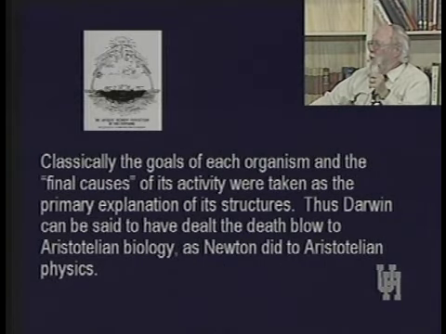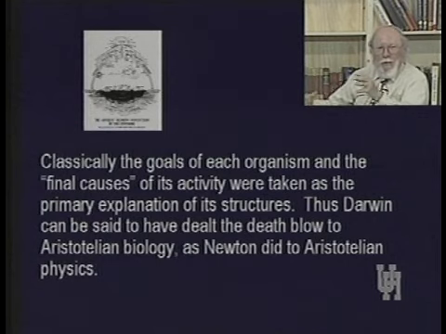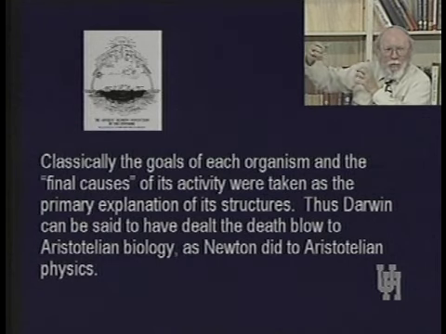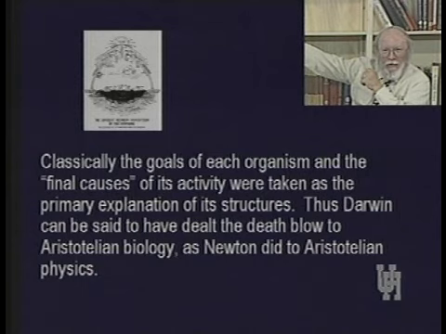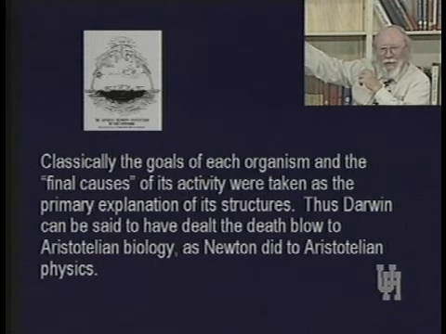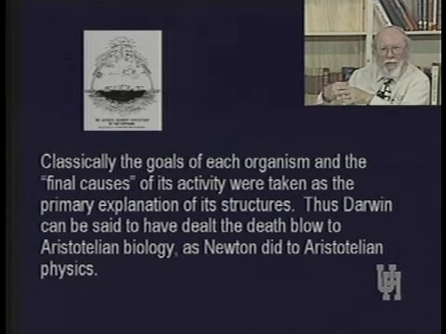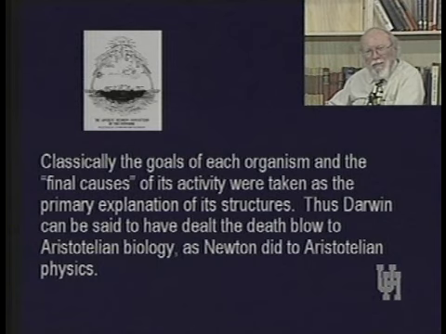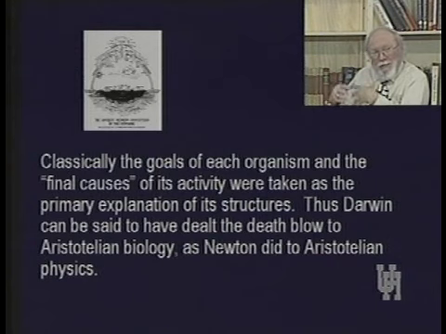Classically, the goals of each organism and the final causes of its activity were taken as the primary explanation of its structure. That's the teleological view of nature. And that is that there are final causes which actually push or pull nature in its development. And these are things that modern Darwinists hate with a passion. Anyone who tries to insert teleological explanations or final causes into the theory of evolution, because from their perspective that's going back to theology. And it is going back to theology.